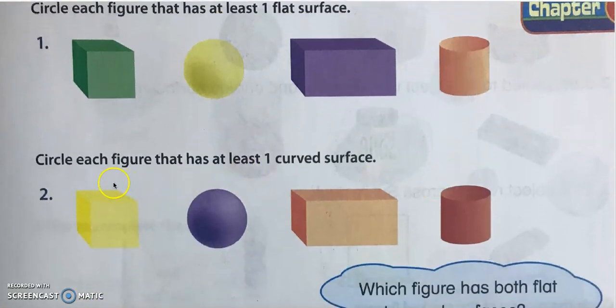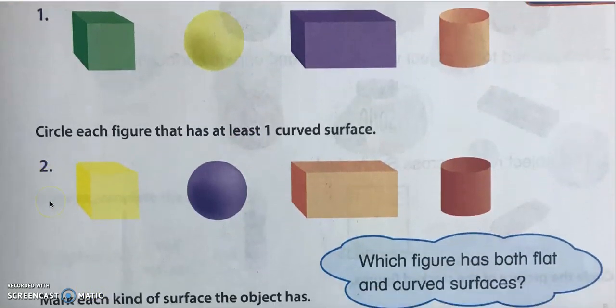And number two, you're going to circle each figure that has at least one curved surface. Now you're going to circle the figure that has at least one curved surface. And does this one have curved surface? Nope. Does this one have curved surface? Yes. Go ahead and circle. What about this one? No curved surface. And over here, yes, it does have curved surface. Go ahead and circle this one.